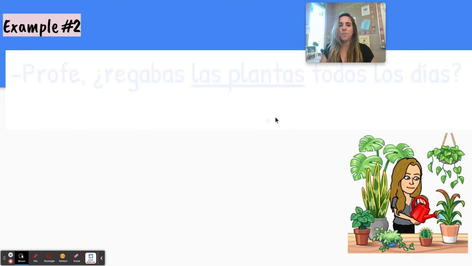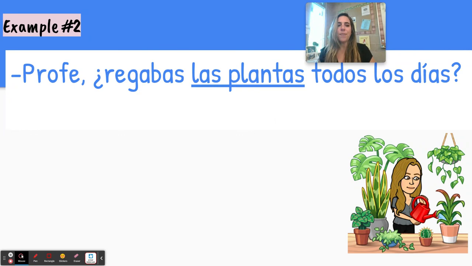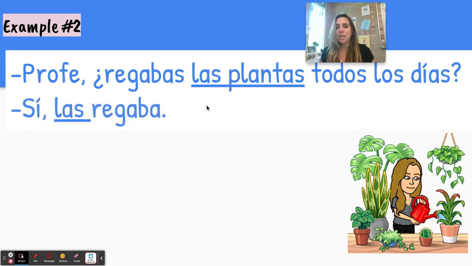Another question. Someone asked, Profe, ¿regabas las plantas todos los días? She doesn't want to say that, yes, I used to water the plants. She just wants to say, yes, I used to water them. So what would be the direct object pronoun? It would be sí, las regaba.